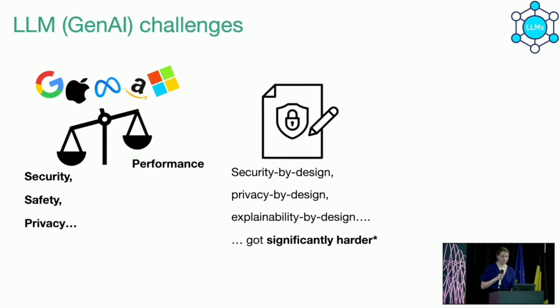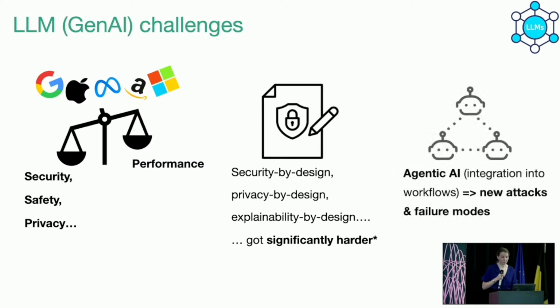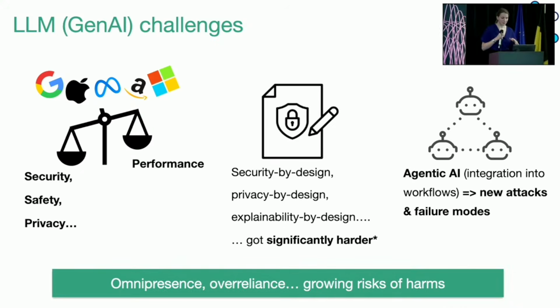And finally, and this is perhaps the most intriguing part, when we look at agentic AI, which is now integrated into our workflows, the AI that can use all kinds of tools, even new attacks appeared, and their severity can even be higher than before. And this is what the second talk will be about. So in many ways, this widespread adoption and over-reliance on AI created even more room for harms to appear and to flourish.